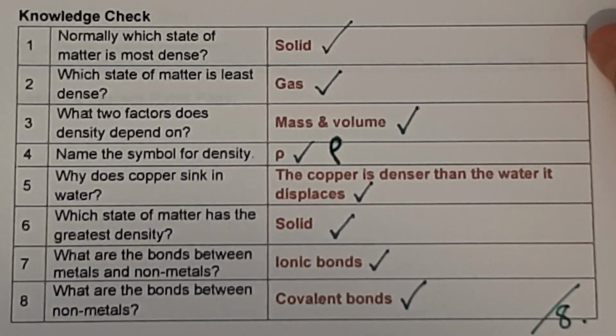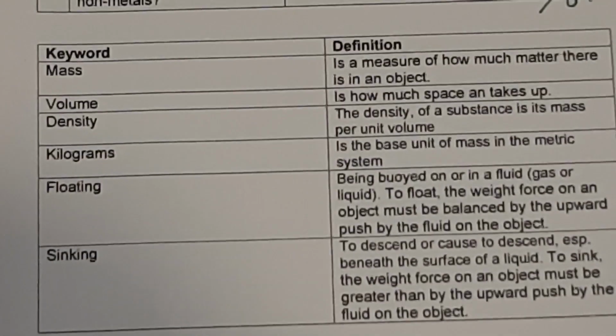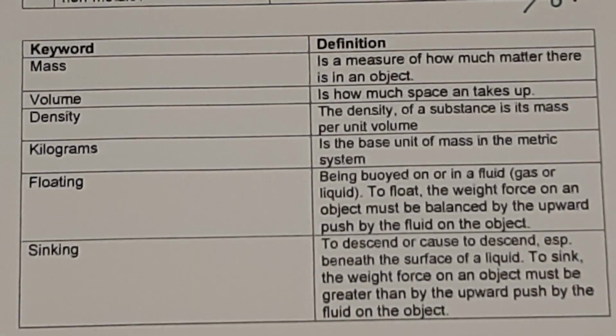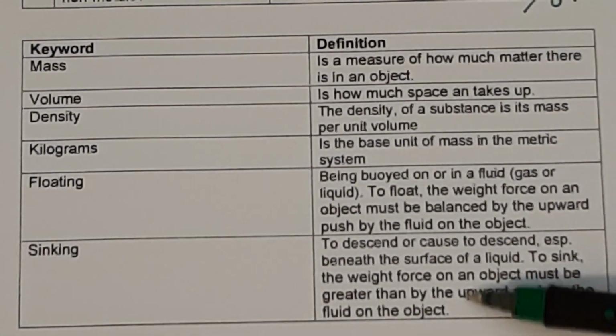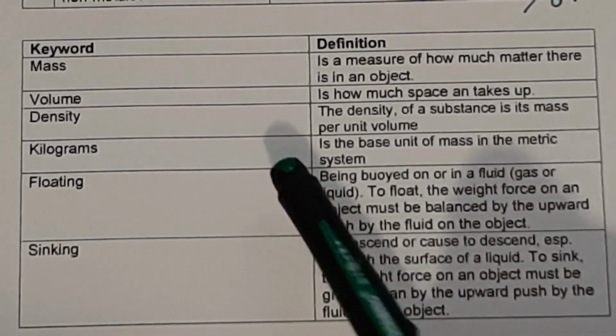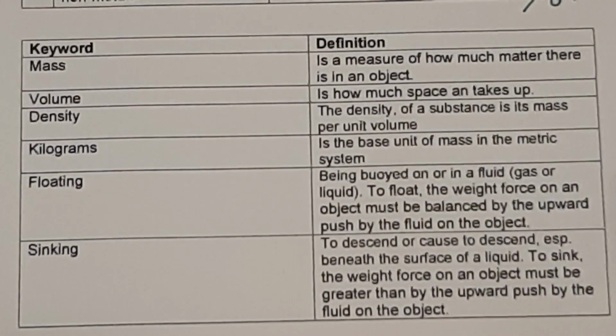So before we finish our lesson, I'd like to put you in the direction of the keywords. You need to know these keywords and you need to be able to define them. It doesn't have to be word for word, but it does have to be very close to the definition. For floating and sinking, we can allow a little bit of difference, but for something such as volume or mass or density, you're going to need to know it almost exactly word for word.